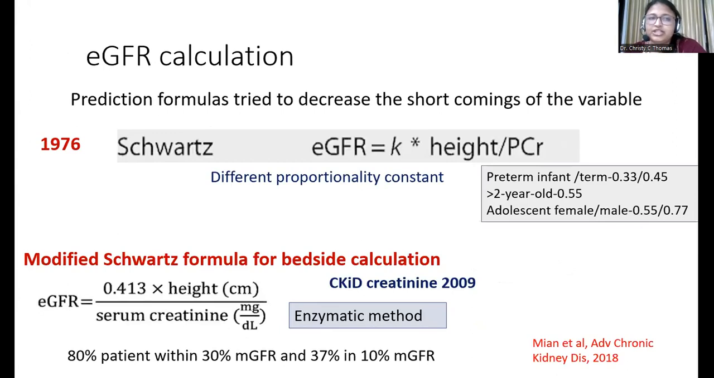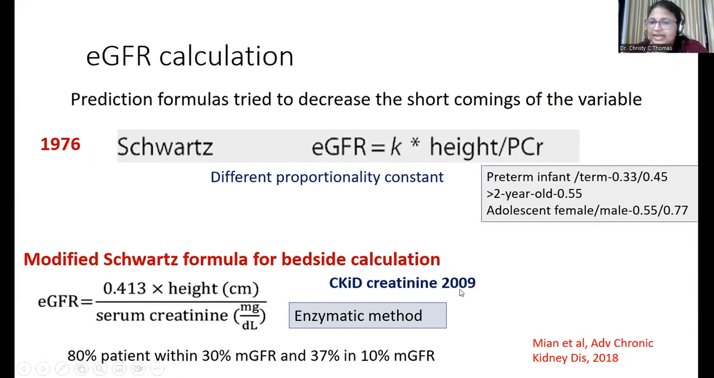So from the endogenous marker, what will you do? We will calculate the eGFR. eGFR is calculated by a prediction formula, trying to decrease the shortcomings of these variables. The widely used initial formula was the 1976 Schwartz formula. Here, the eGFR is equal to K into height by plasma creatinine. K is the proportionality constant. And in the 1976 Schwartz formula, we use different proportionality constants for different age groups. From a preterm infant, it would vary from 0.33 to, in an adolescent male, 0.77. Here, the plasma creatinine was estimated by the Jaffe reaction.